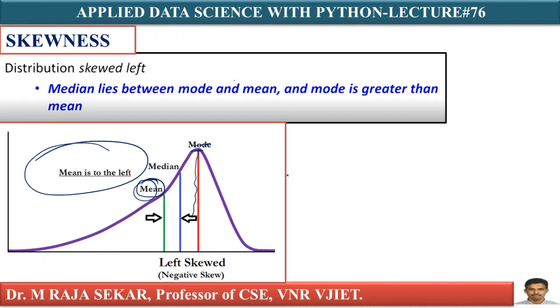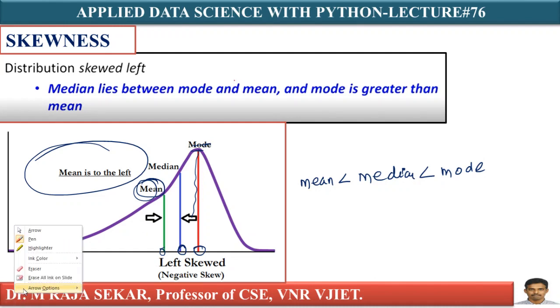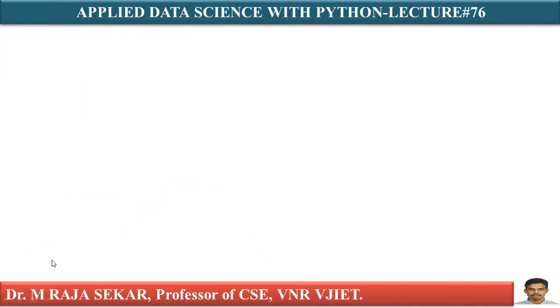What is the relation between these three central tendencies in the case of left skewed data? Mean is less than median, and median is less than mode, isn't it? This is the smaller value, this is a little bit bigger value, and this is an even bigger value. It's straightforward. Anybody can understand this, isn't it?